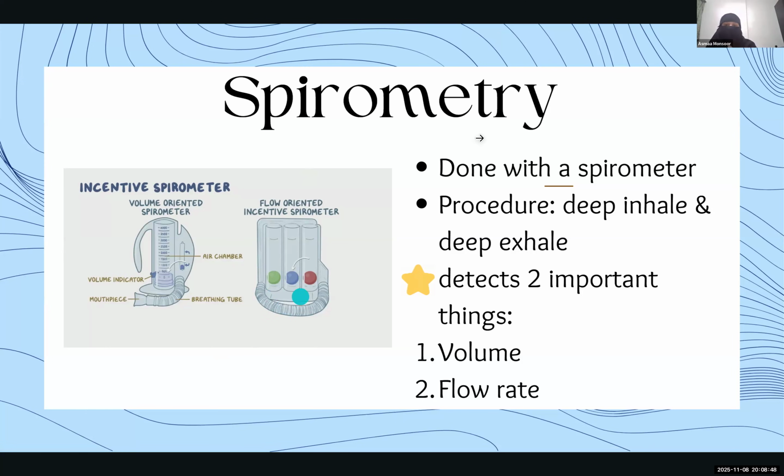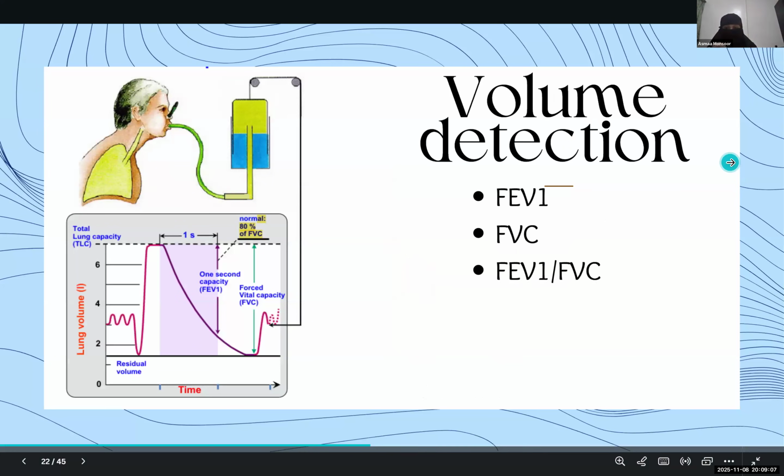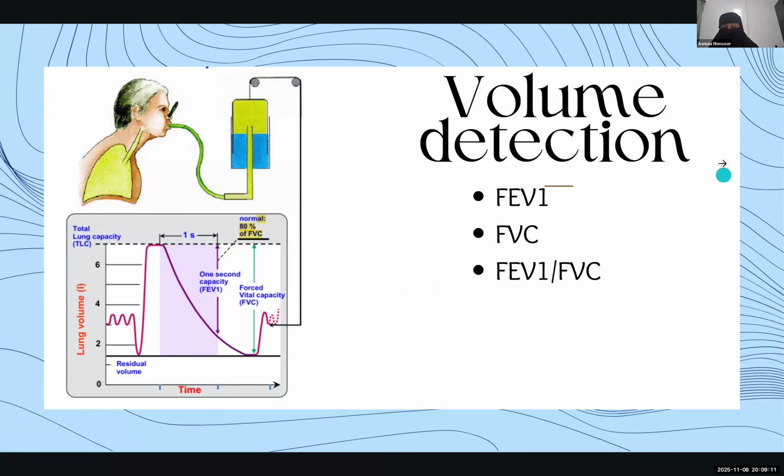Okay, now for spirometry, when the patient comes to you, you give them this machine and ask them to take a deep inhale, breathe all they can inside, and then put the mouthpiece in and exhale forcefully. Okay, so this is what happens. Now let's talk about two things: the volume and the flow rate. First, let's talk about the volume. Volume assessment of pulmonary functions.